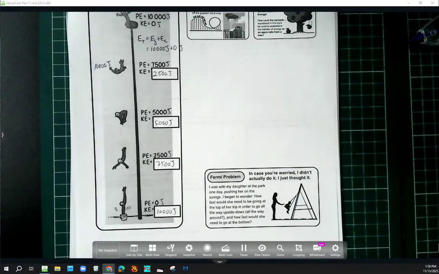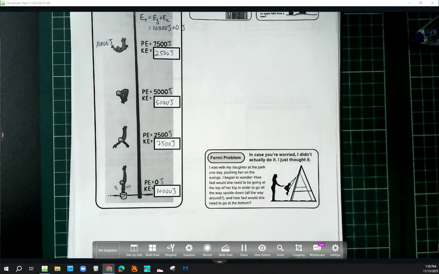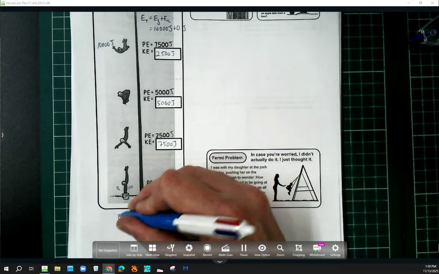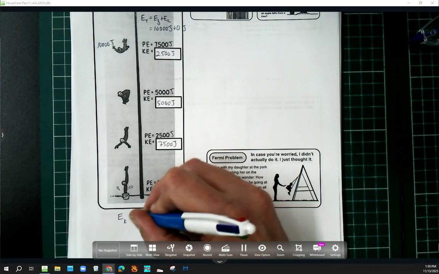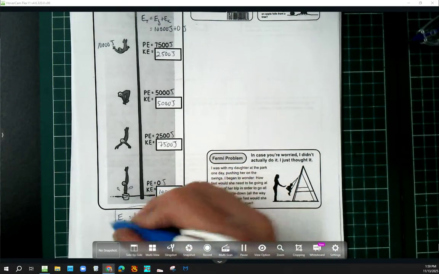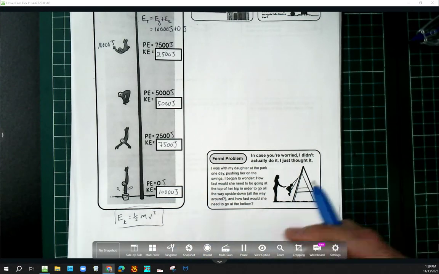Now, we don't know how fast this person's going because we need more information. You can ask yourself, what's the piece of information we're missing? In this case, the piece of information we would need is the mass. And so if we were trying to figure this out, we could figure out how fast this person was going if we knew their mass.